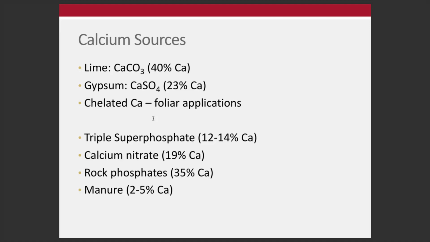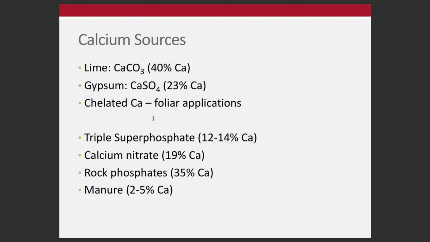For sources, our main calcium source that's applied is calcium carbonate. Of course, this is agricultural lime. It's about 40% calcium. We just talked about gypsum, calcium sulfate, 23% calcium. And then there's a whole bunch of chelated calciums that are sold as foliar products. Much more expensive, targeted typically for specialty crop applications, okay?